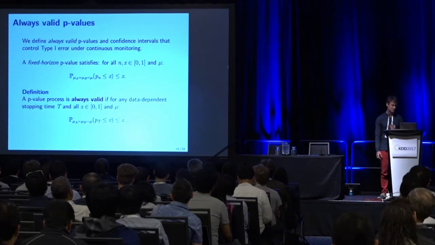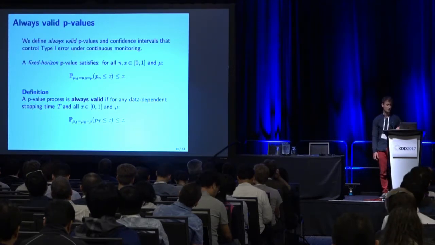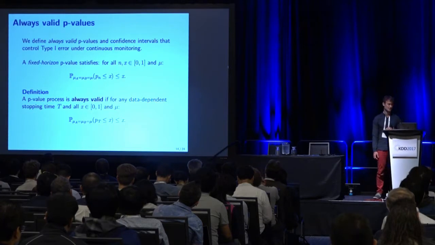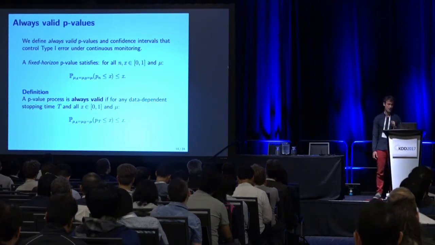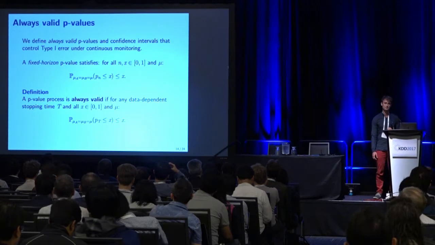under any null hypothesis. What an always valid p-value does is exactly the same, but we let you pick the sample size to be a function of the data collected. That's the stopping time t. So at any stopping time t, the probability that you fall below any x under the null hypothesis should be at most x.